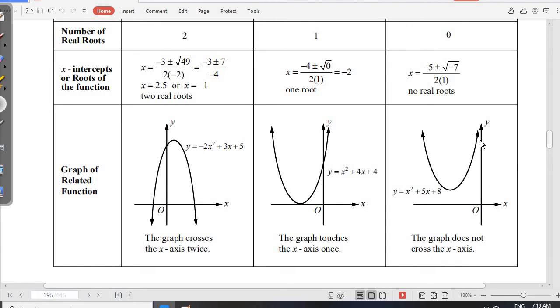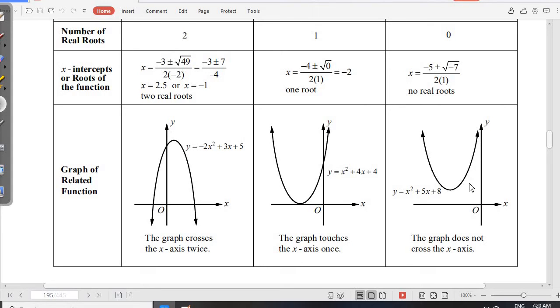And you see, it doesn't even cut the y-axis at any point. That's because x is not even 0. If it cuts the y-axis, then x will be 0 at one point in time. So if it even had a solution like x equal to 0, at least it would have cut the y-axis, but it doesn't cut the y-axis. That tells you that it has no real solutions because it doesn't cut the x-axis.